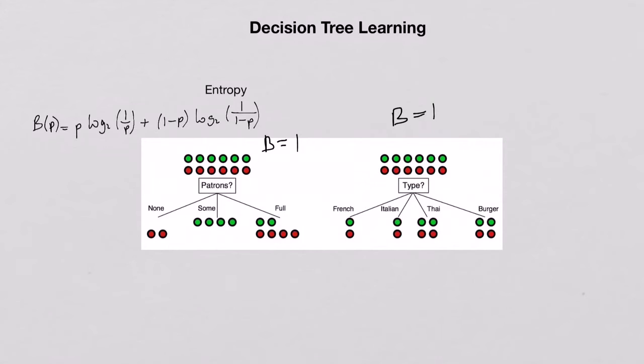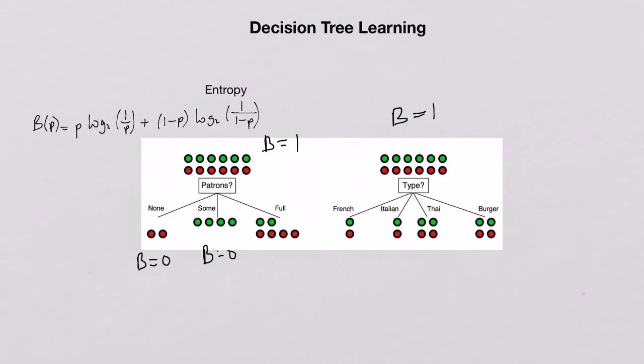So let's say we decide to split on patrons, which we already know intuitively is the right split. And we'll calculate the average b value after the split. Let's do this calculation in full. The b value for none is going to be as follows. Since this is a completely biased distribution, where p is either 0 or 1, depending on how you count it, we already said that b here equals 0, and the same for some, b equals 0.